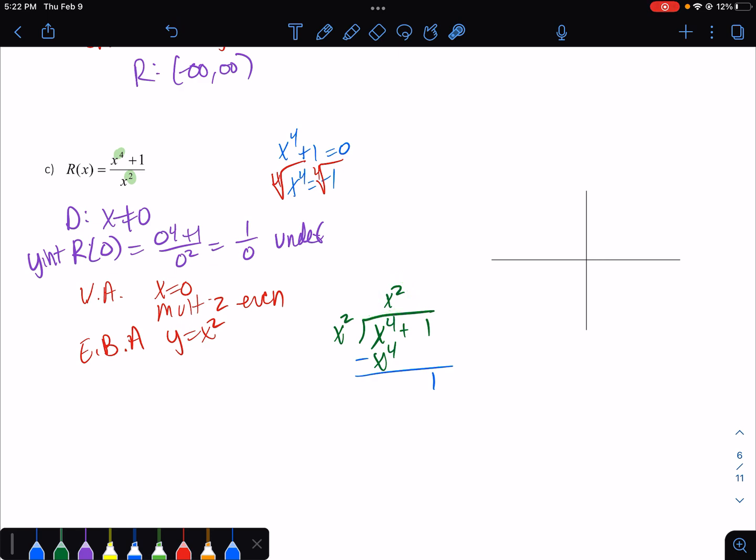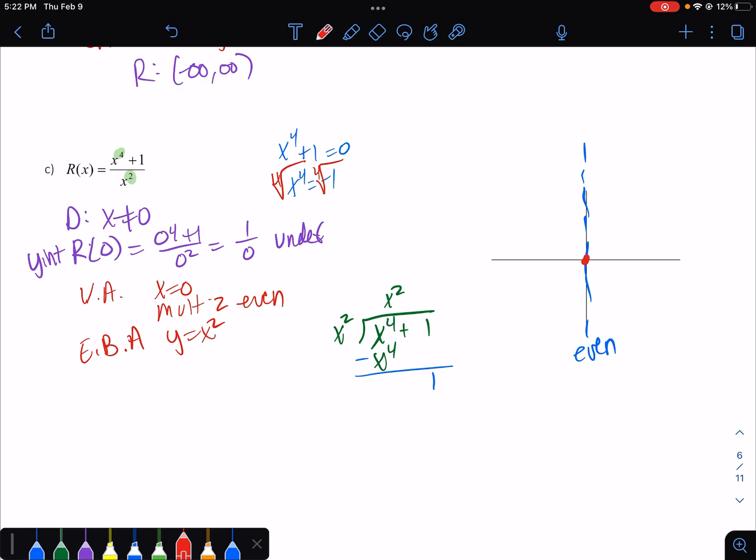Okay? So I'm going to put the vertical asymptote of 0 on there, and it's going to be even. And then, sorry, I got distracted by my dog. Oh, and then our vertical asymptote, nope, I just did that. And then our end behavior asymptote is y equals x squared.